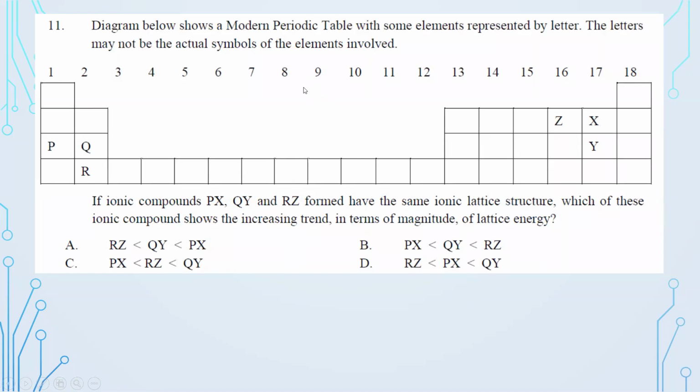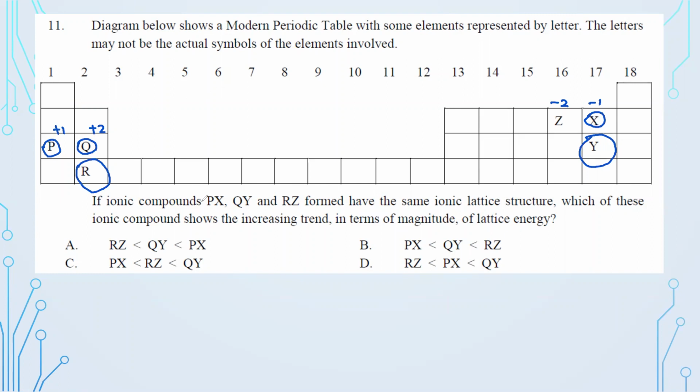So in here you can see P is from group 1, Q and R are from group 2, Z is from group 16, and X and Y are from group 17. So automatically P will hold the charge plus 1, group 2 will hold the charge plus 2, Z will hold the charge minus 2, and X and Y will hold the charge minus 1. X is smaller than Y, Q is smaller than R. So that is what you need to understand here.